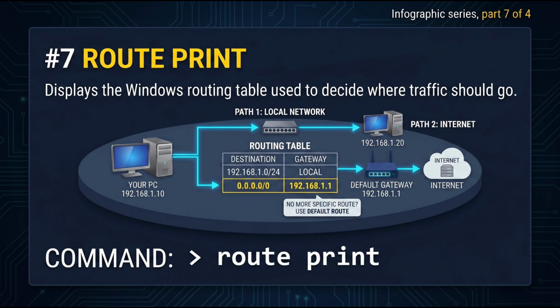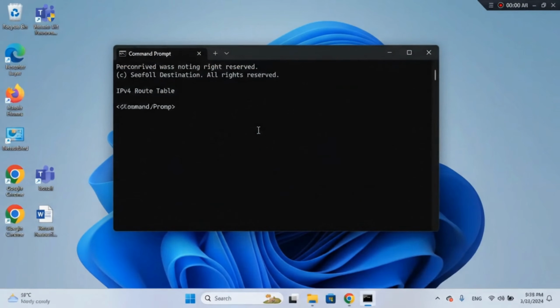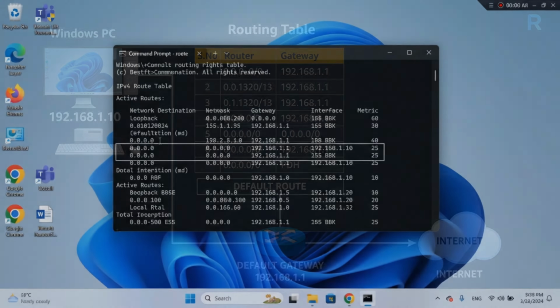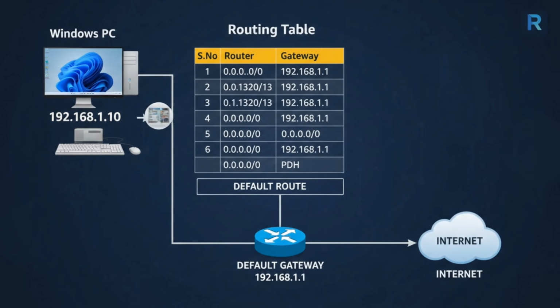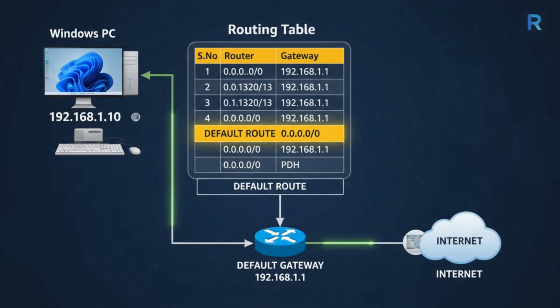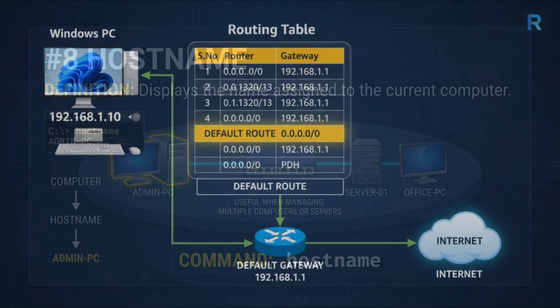Number 7 is route print. Every computer uses a routing table to decide where network traffic should go. On Windows, type route print and press enter. The output includes network destinations, net masks, gateways, interfaces, and metrics. One important entry to understand is the default route. For IPv4, you'll commonly see a destination and net mask of 0.0.0.0. This tells the computer where to send traffic when there isn't a more specific route available. The gateway associated with that route is normally your default gateway.